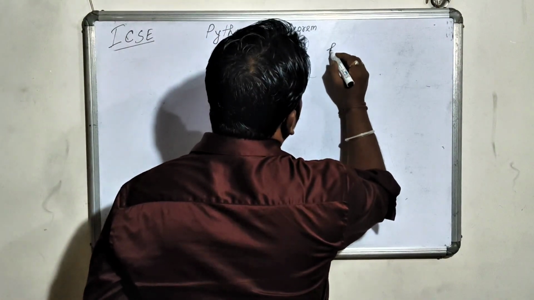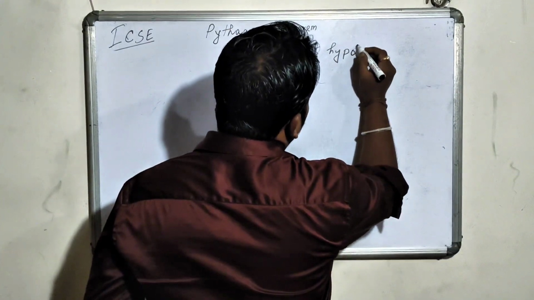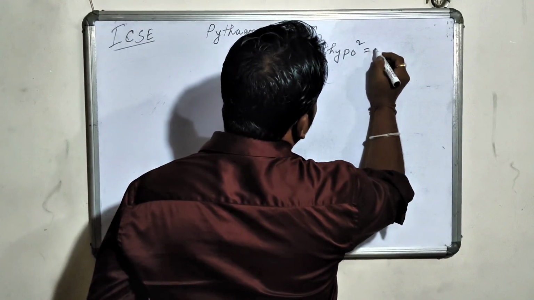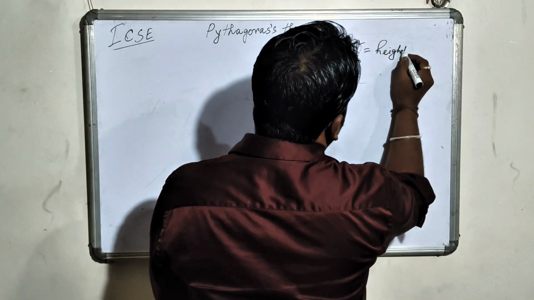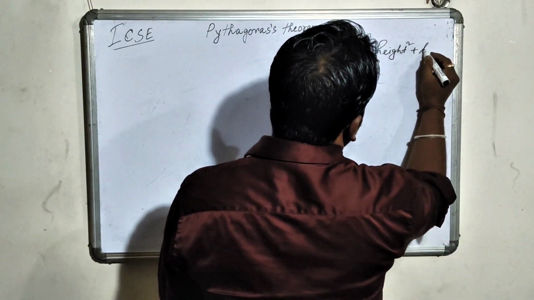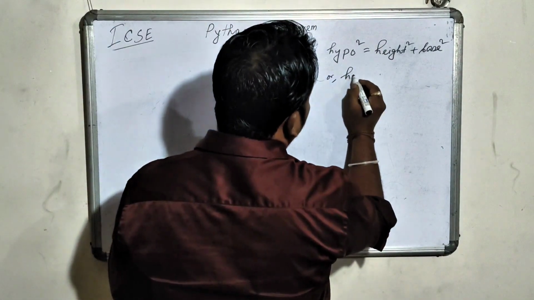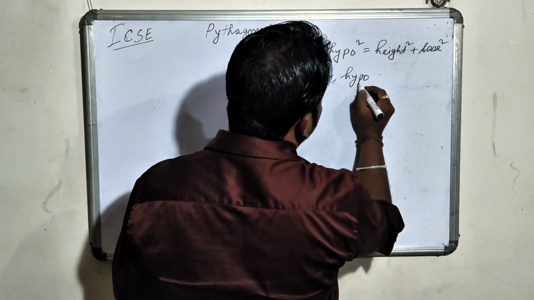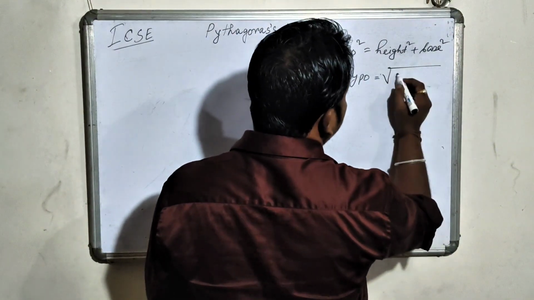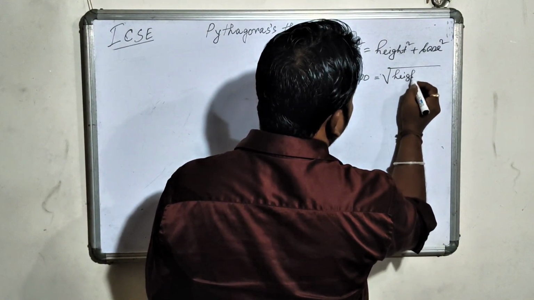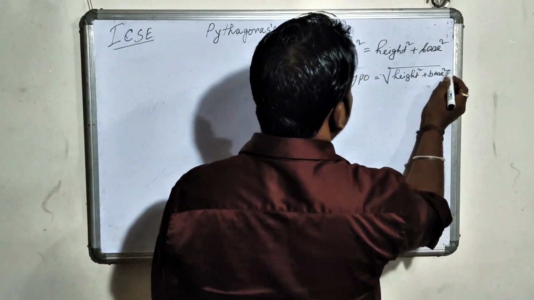That is, hypotenuse, in short hypo, square equals height square plus base square. Or hypo equals, if I send the square to the other side, square root of height square plus base square.